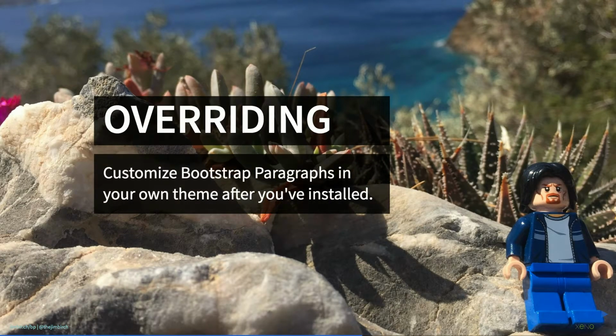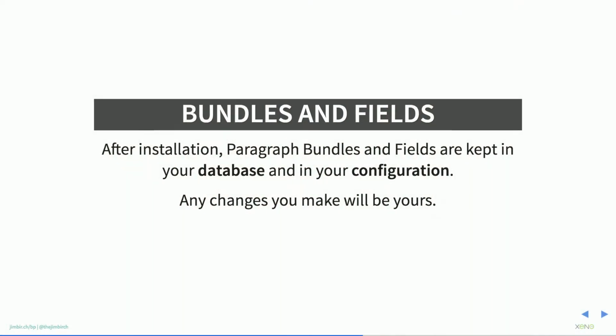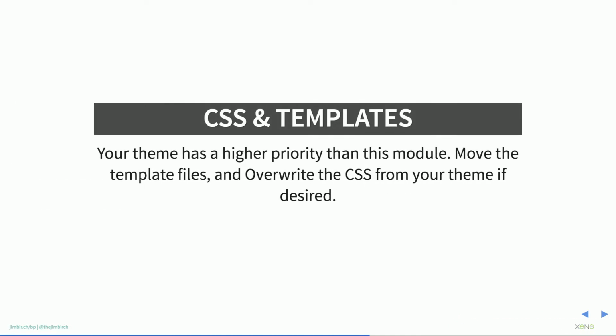Okay, so overriding. Once you install Bootstrap Paragraphs, your theme has higher priority. You can override it there. Once you install the module, the paragraph bundles and the fields are kept in your database and then in your configuration. So any changes you make will be yours. If you install this module and delete all those colors, there would be no colors. This is yours to convert.